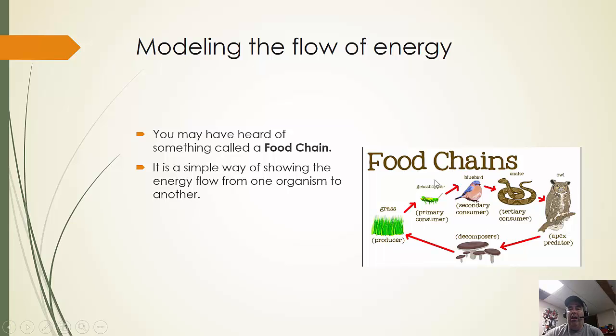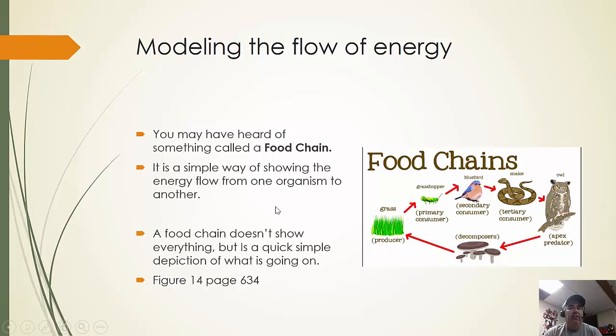So you can see this chain ends up circling on around, and it can continue on forever. When we talk about food chains, there are different types of food chains. This is just one that's going to be very simple. A food chain doesn't show everything, but it is a quick, simple depiction of what is going on. On page 634, your book shows another specific type of food chain. But again, it's just a very small community, showing what is eating other things in order to get that energy.